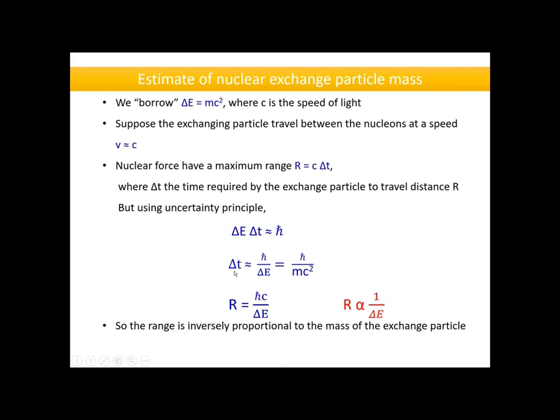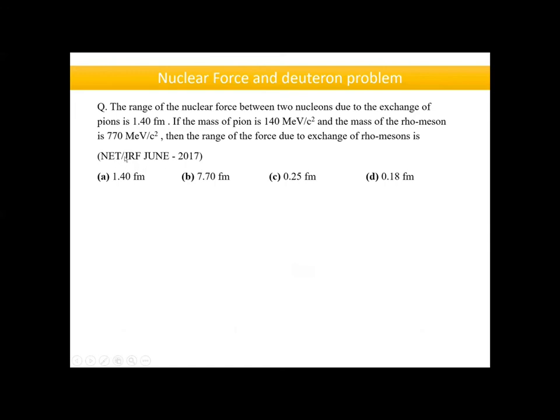On this concept, a question was asked in the NET exam, where the range of the nuclear force between two nucleons due to exchange of pion is given as 1.4 Fermi, and the mass of the pion is 140 MeV per c square, and also the mass of the rho meson is 770 MeV per c square. It is asked to calculate the range of the force due to exchange of rho mesons.